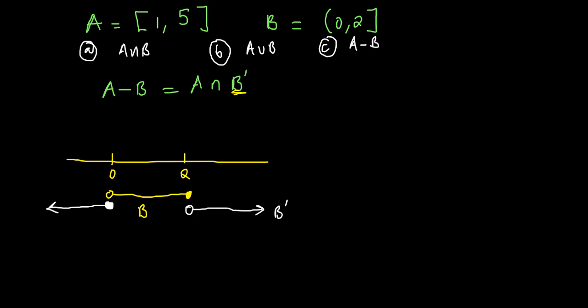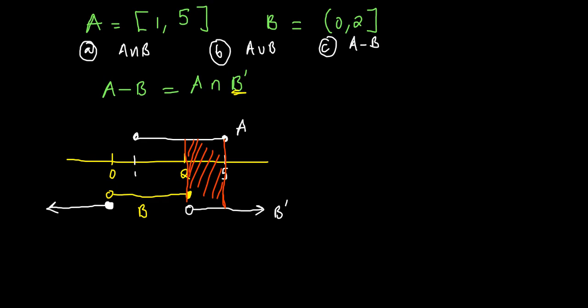It is this B complement that we want to see where it meets with the set A. And the set A is starting from 1 up to 5. 1 we are shading, 5 we are also shading. This is the set A. So we want where these white lines that I've drawn are going to be meeting, intersecting. You can see they intersect from here up to here. So this is the intersection.